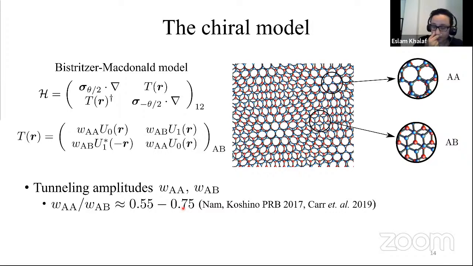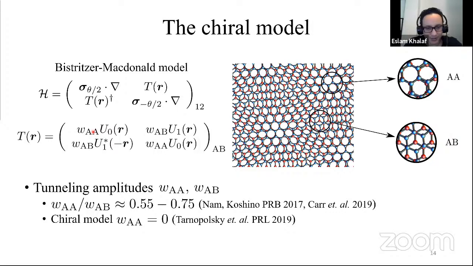So what Tarnopolsky and others did in this work about the chiral model was they asked the question, what happens if I take this AA tunneling all the way to zero? It wasn't clear at the moment how physically motivated this approximation is, but it turns out that this approximation yielded a model that has some very interesting properties. So it had value, at least from a theoretical perspective.